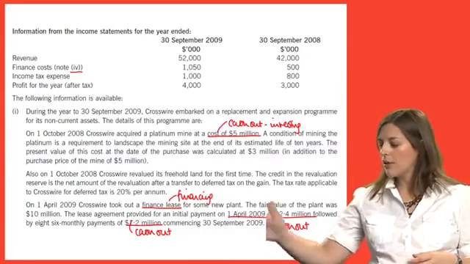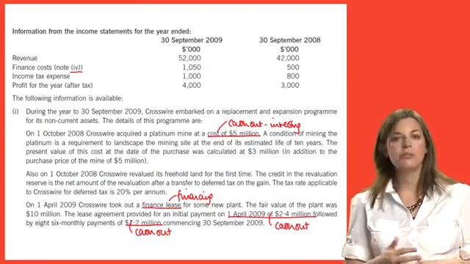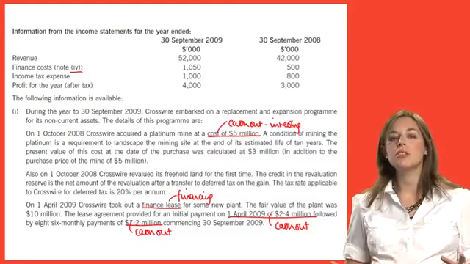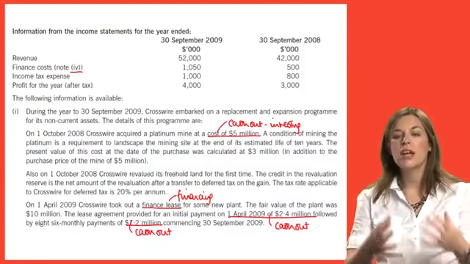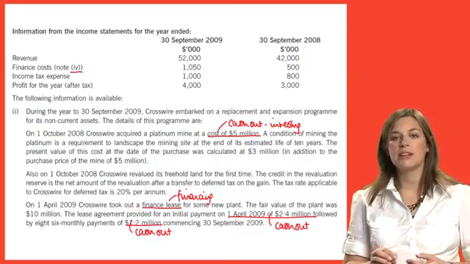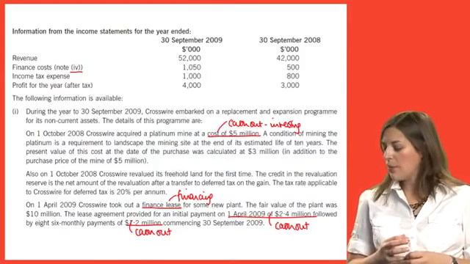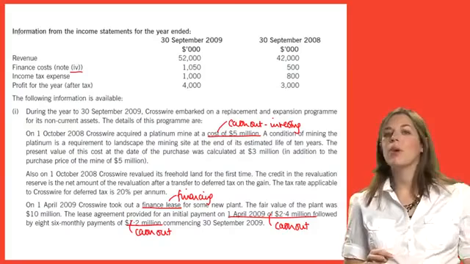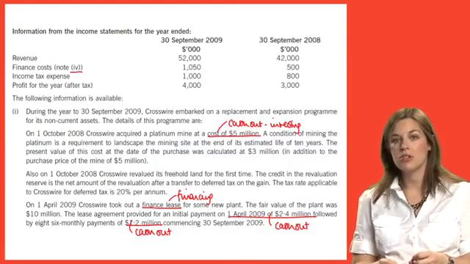Okay, carry on down. There's a bit of information about a provision. I don't care about provision, it's got nothing to do with cash. Remember, all I'm looking for are the cash flows that fit into those particular sections in my statement. Carry on down, they revalued some land. Again, I don't care about the revaluation of the land, it's got nothing to do with cash.